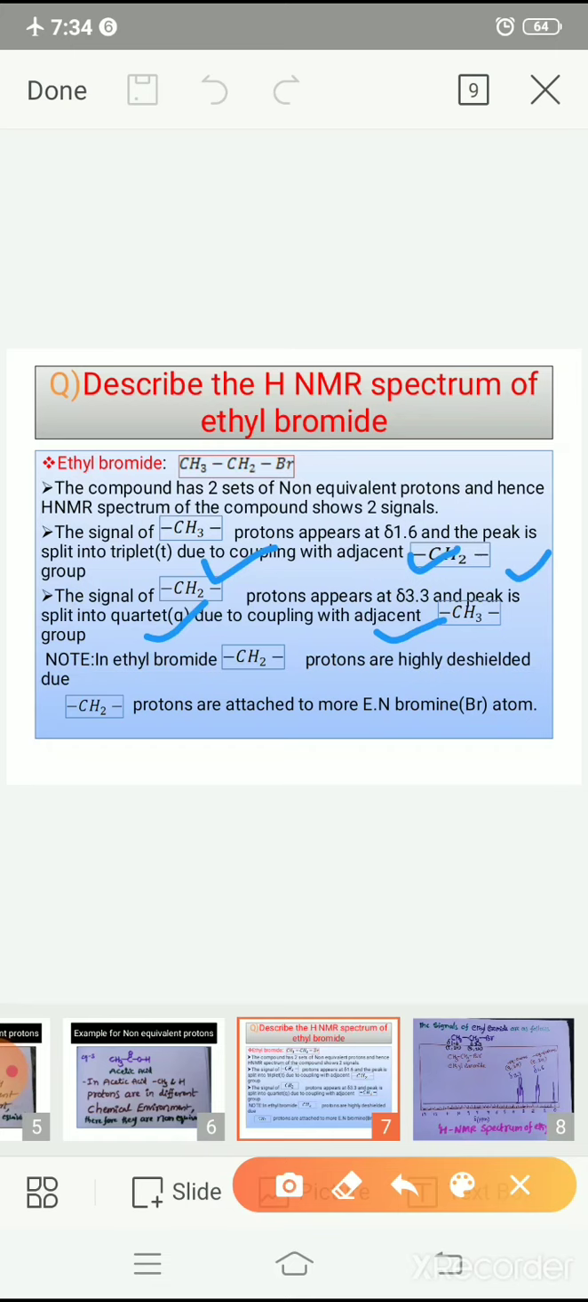The signal of CH2 protons appears at delta 3.3 and the peak is split into a quartet due to coupling with the adjacent CH3 group. Note: in ethyl bromide, CH2 protons are highly deshielded because they are directly attached to the more electronegative bromine atom. Bromine is a more electronegative atom, and CH2 is attached to it. So that's why CH2 protons are more deshielded, and the signal appears more downfield.